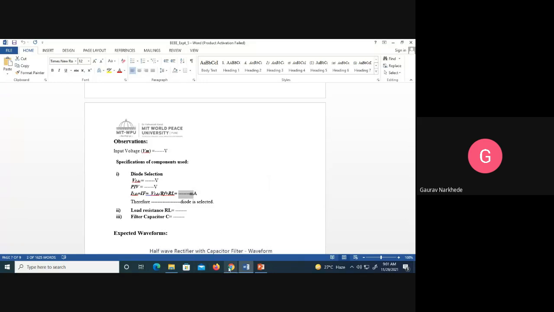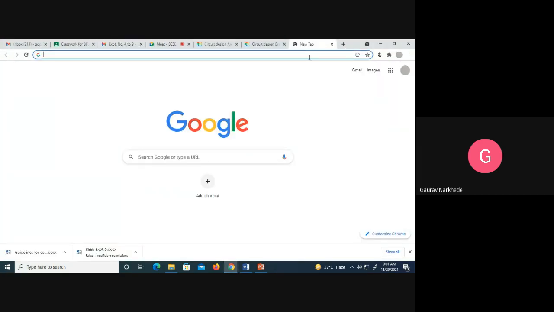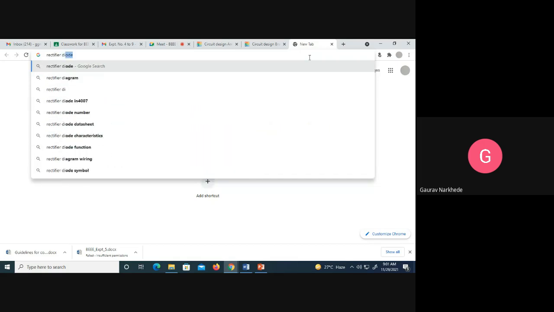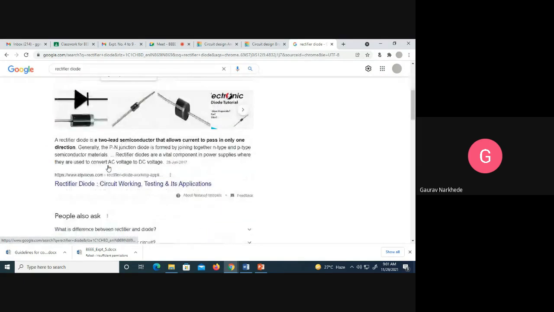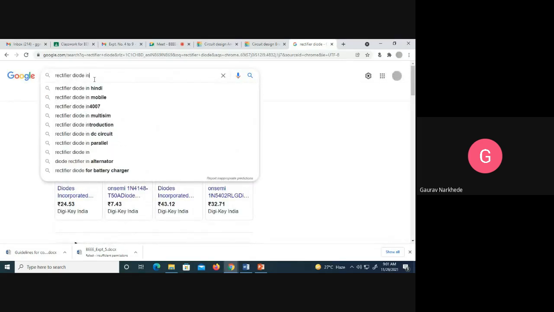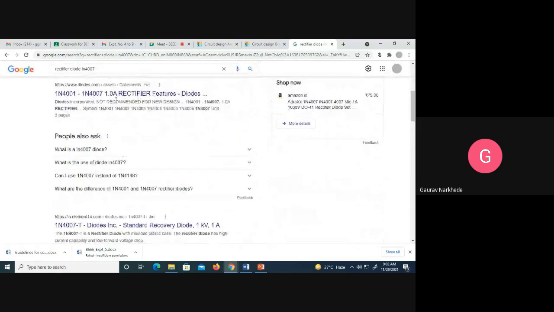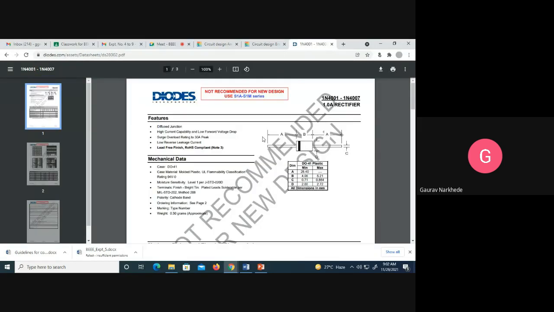Normally for a rectifier, which diode will we select? We will select a rectifier diode. Do you know which diode this is? Normally the rectifier diode is your IN4007. You can get the features of this rectifier diode in the sheet called the data sheet of the diode.